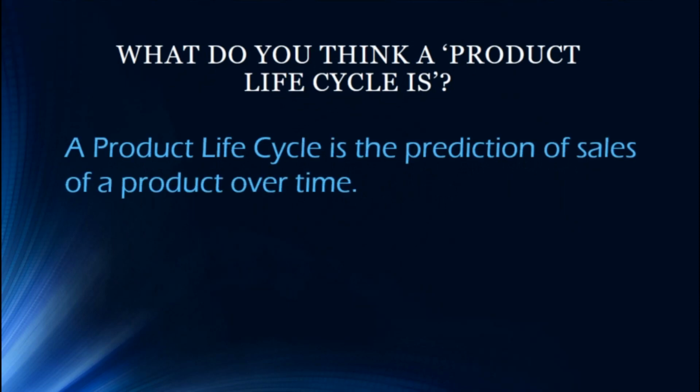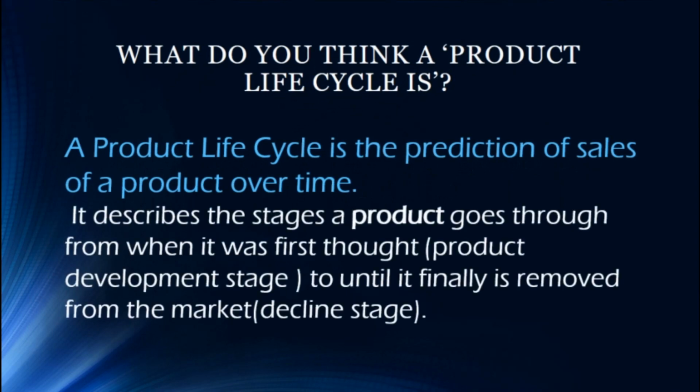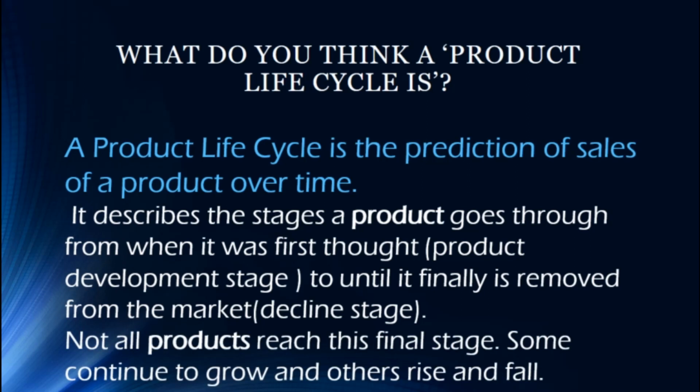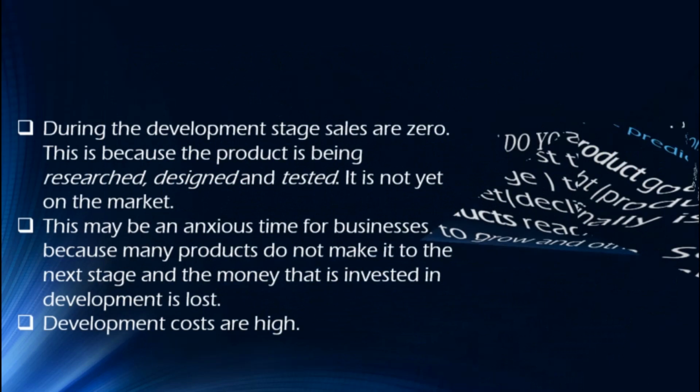Okay, a product lifecycle is the prediction of sales of a product over time. It describes the stages a product goes through from when it was first thought of, so in the development stage, until it's finally removed from the market, which is the decline stage. Not all products reach the final stage. Some continue to grow and others rise and fall.